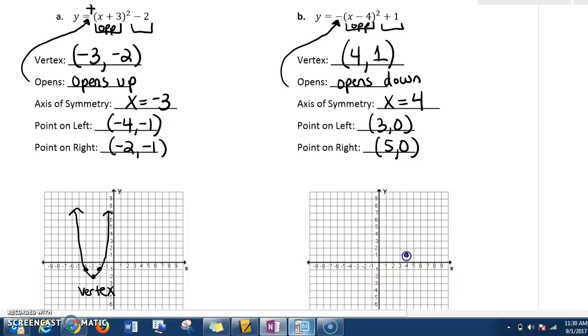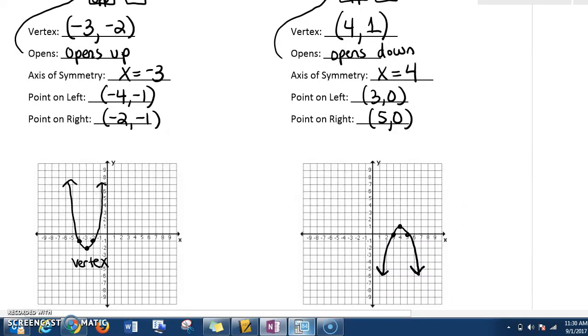So there's one at 4, 1, 3, 0, 5, 0. And we know it is a curve, a parabola going down. And I'm going to go ahead and draw the axis of symmetry, which is a dotted line.